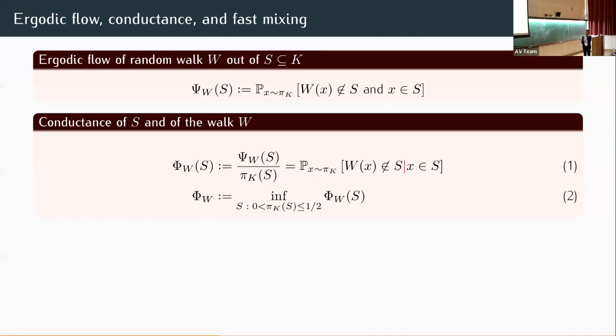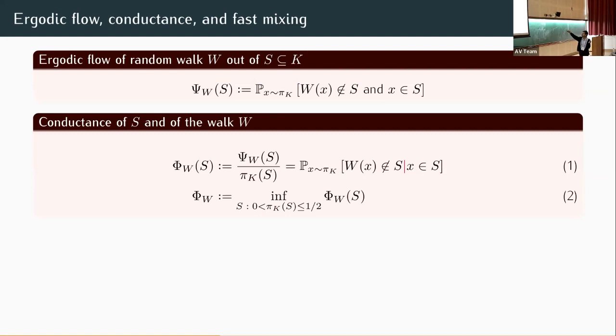One of the analytical tools for analyzing all of this is the conductance and the related notion of s-conductance. So what is the conductance? Think of doing the following experiment. You first pick a point from the stationary distribution. Okay? So that is X. And then you take a step of the random walk. Okay? So the ergodic flow of S is defined to be the event that the first point lands in S and the second point is outside S.